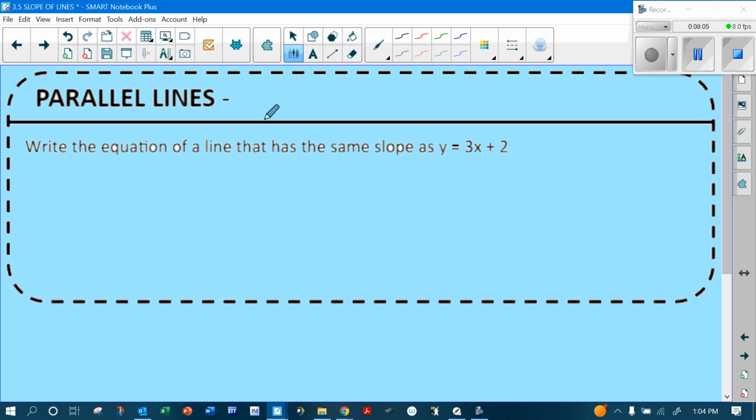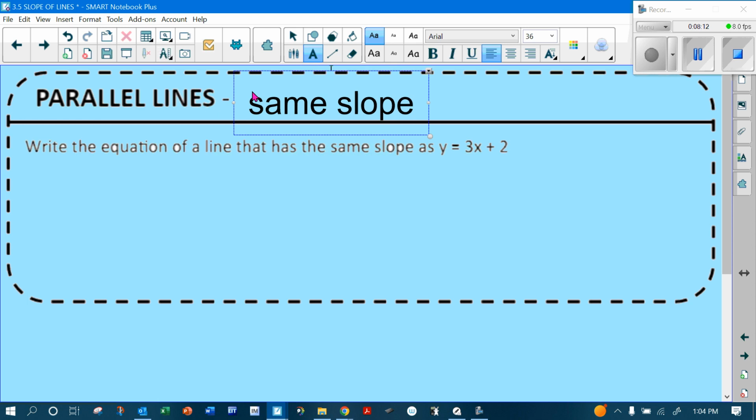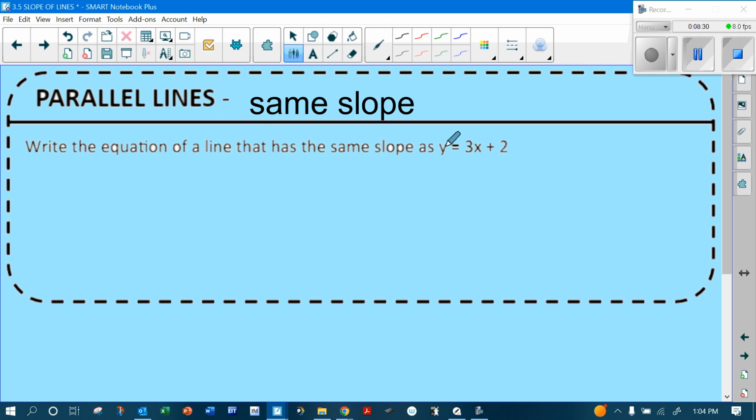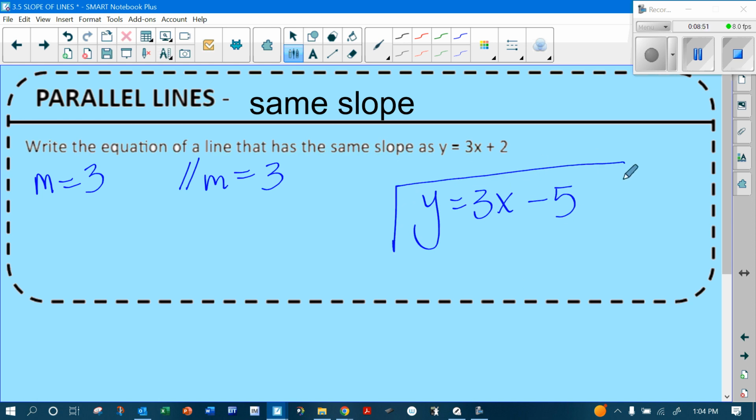All right, parallel lines. So what do we know about parallel lines? Parallel lines have the same slope. So if I want to write an equation of a line that has the same slope as 3x plus 2, first of all, what you're going to want to do is find the slope of this line. So the slope of this line is 3. Therefore, the parallel slope is also 3. So the equation is going to be y equals 3x, and you can choose any y-intercept that you want. It doesn't matter as long as the slope is the same.